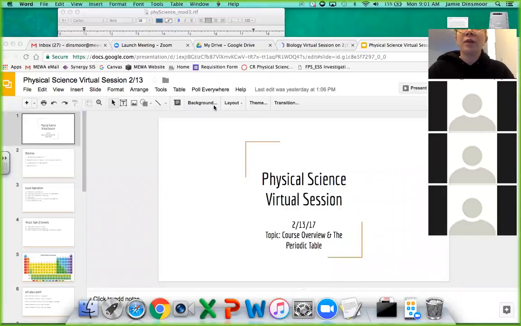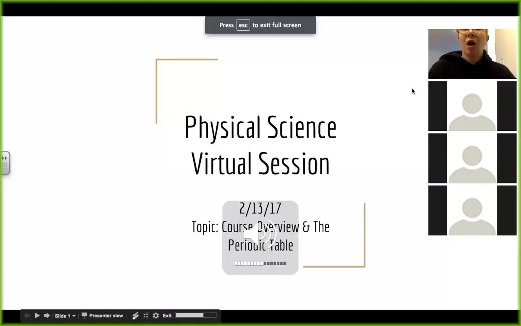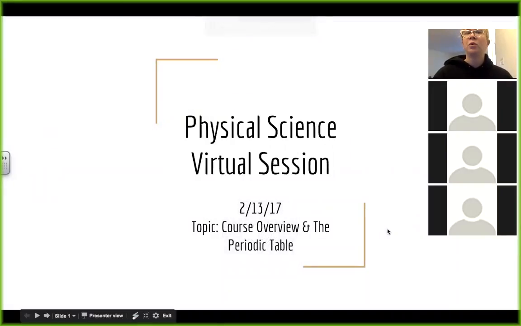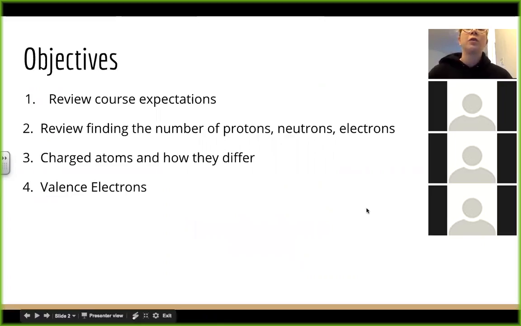Okay, we're gonna get started here by talking about some course expectations. Just because we have a lot of new people to the course, and it's also helpful just to be reminded of what's expected, what you need to do. So first things first, we're gonna review the course expectations. Then we're going to review how to find the number of protons, neutrons, and electrons using the periodic table. And then we're going to talk about charged atoms and valence electrons. So 3 topics that are related but are going to feel pretty different here, really gearing us up to learn more about reactions and how atoms actually interact with each other.